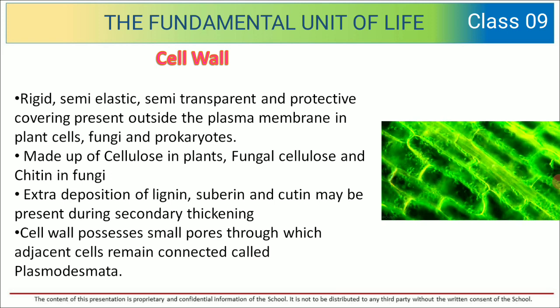It is made up of cellulose in plants, fungal cellulose and chitin in fungi. Extra deposition of lignin, suberin and cutin may be present during secondary thickening. The cell wall possesses small pores through which adjacent cells remain connected, called plasmodesmata.